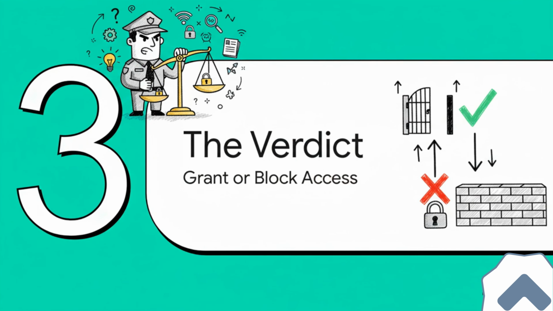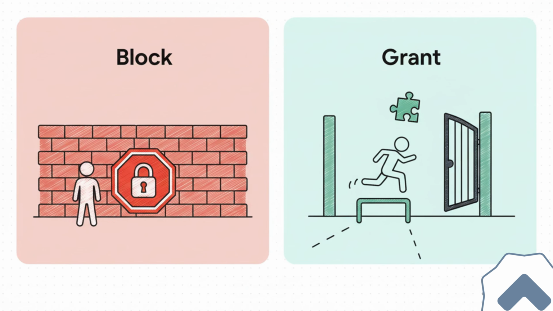All right, so after checking all those signals against the rules, our guard is finally ready to make a verdict. This is the enforcement part of the policy. This is where it actually decides what to do. And the verdict really comes down to two main outcomes. The first one is block. This is a hard stop. Access denied, the process ends right here, right now.